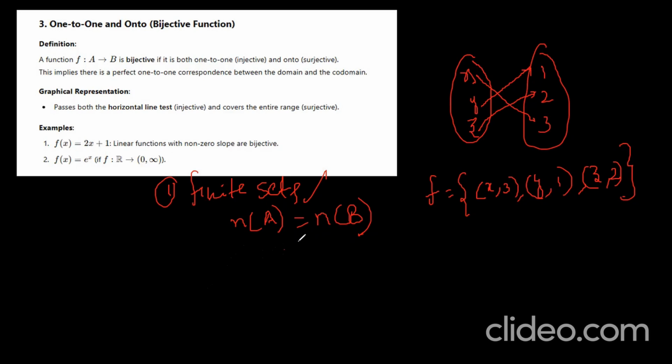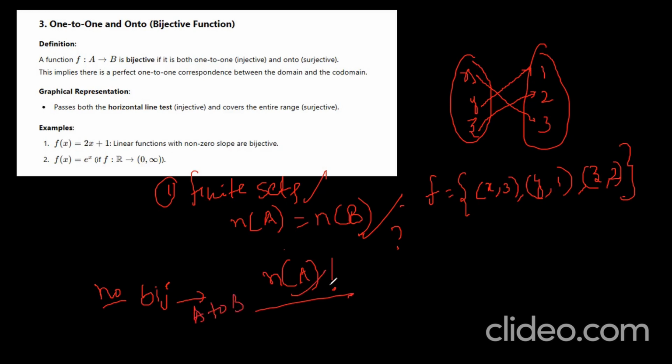Suppose I am taking A and B as two finite sets, right? N of A is equal to N of B. We have taken that. Then how many bijections are going to be defined between A and B? Let us check. You see here, N of A factorial. Number of bijective functions which are defined from A to B are N of A factorial.